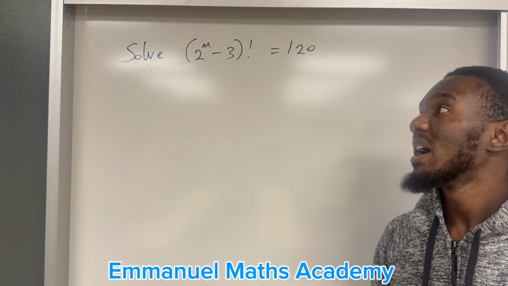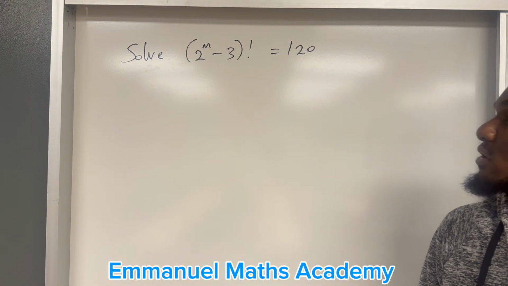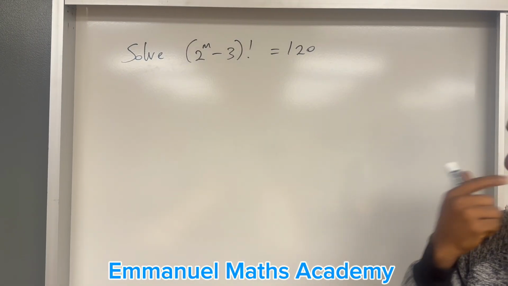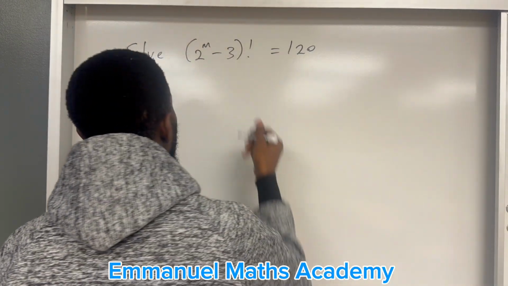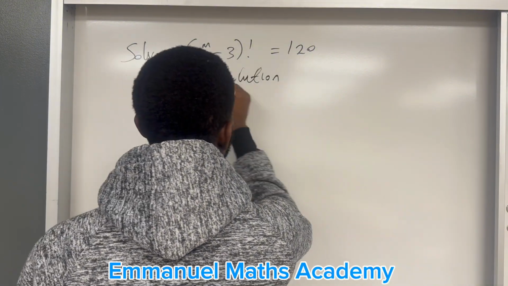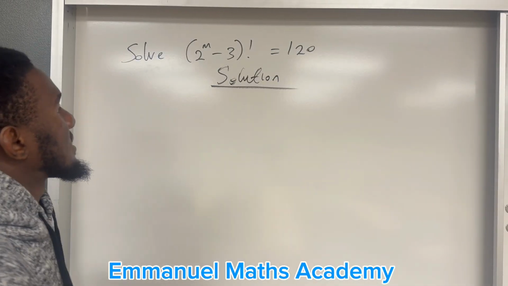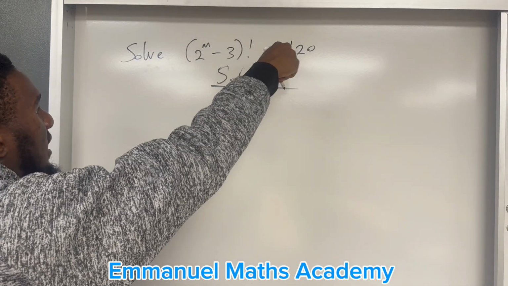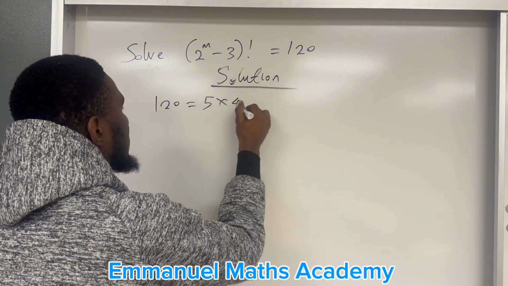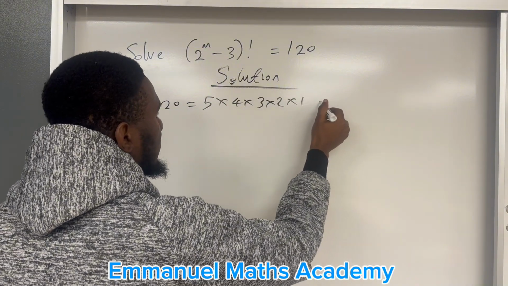Hello, so quickly we have another problem on the board. It says solve (2^m - 3)! = 120. So simply, what is 120? 120 is the same thing as 5 times 4 times 3 times 2 times 1.